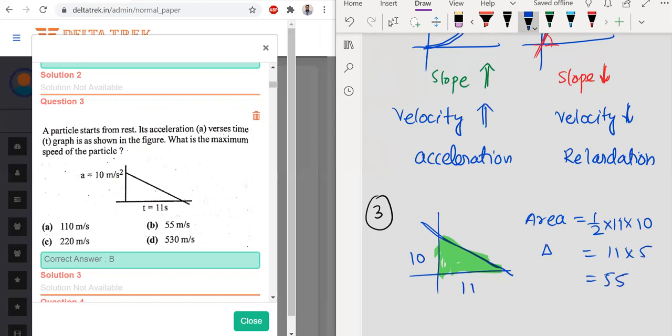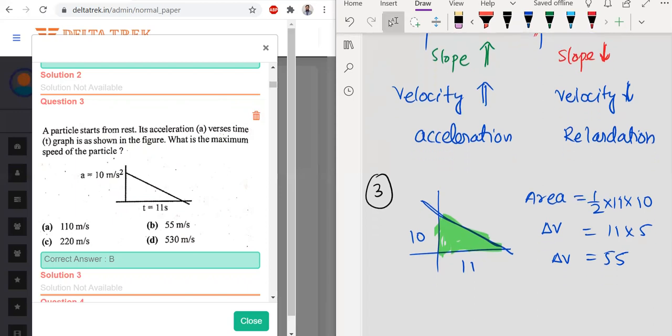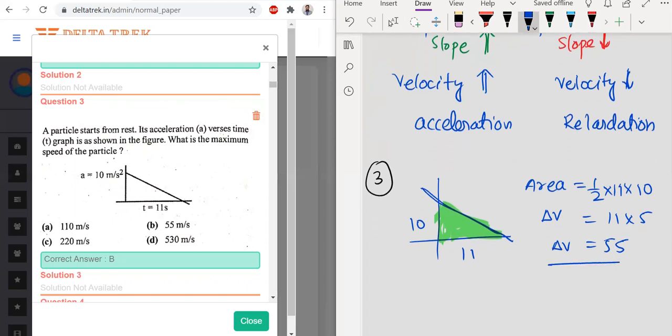But we know the area is the change in speed. So what is the maximum speed of the particle during this part? It will be 55.